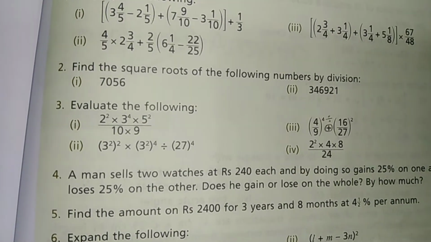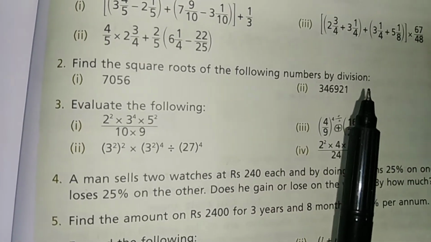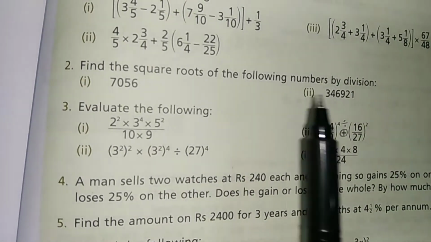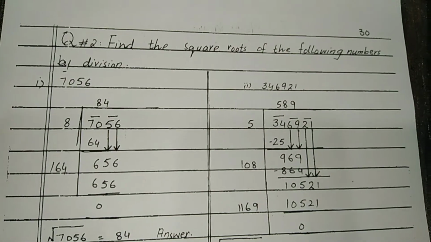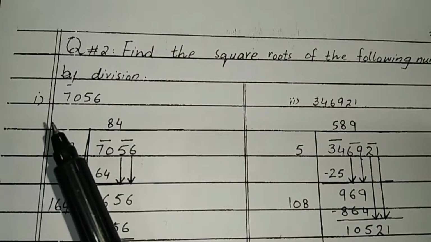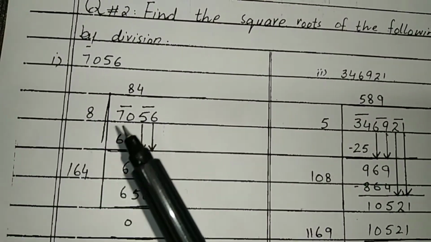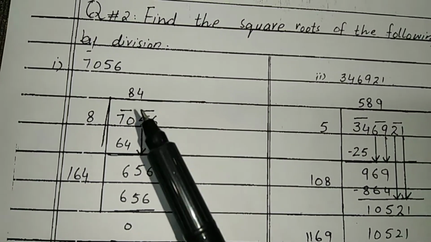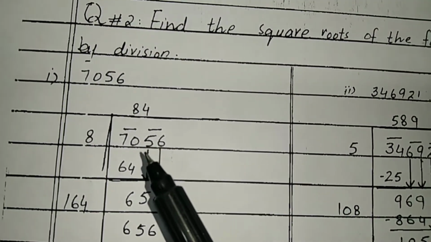Question number 2 is: find the square roots of the following numbers by division. It consists of 2 parts. The first one is 7056. Now we have to write 7056, and now we have to make the pairs.